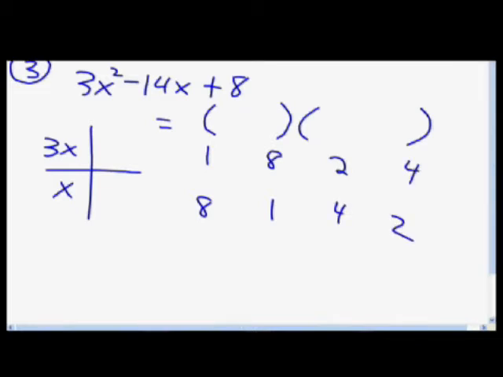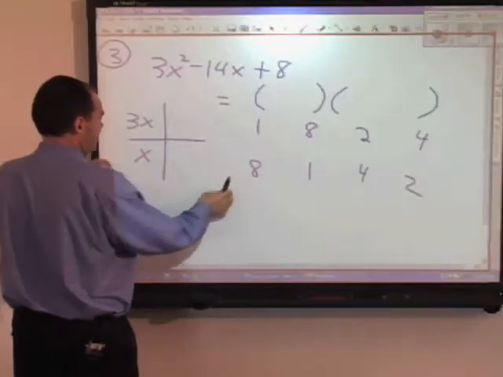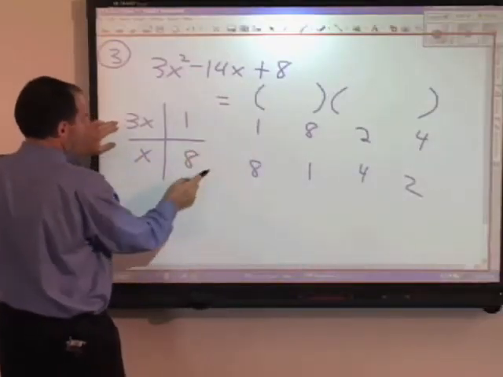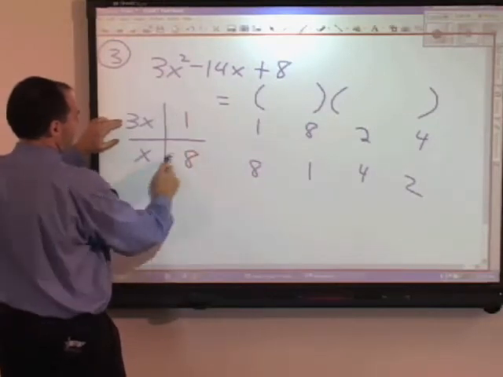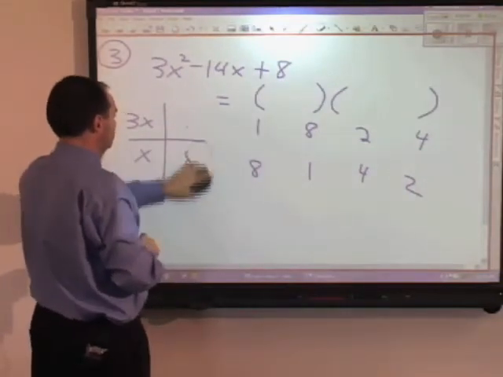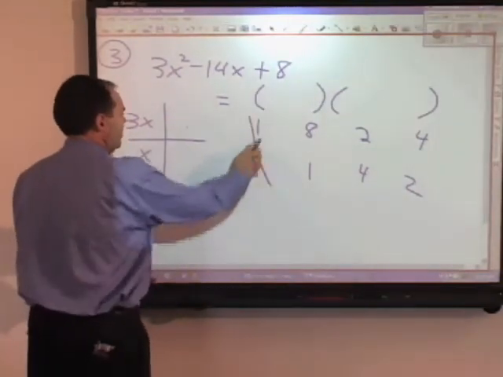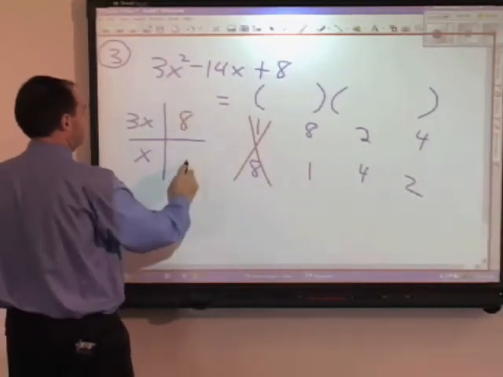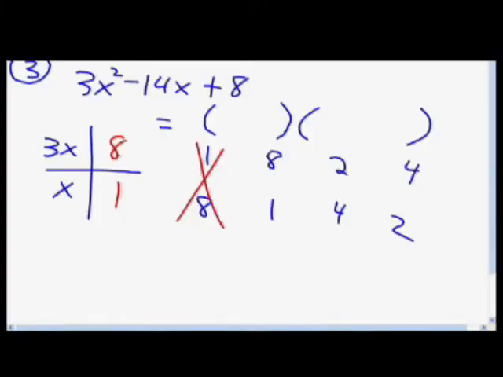We now need to test each of these options out. So let's try 1 and 8. Cross product is 24 and 1. That does not add or subtract to 14. That option does not work. Let's try 8 and 1. The cross product is 3 and 8, which does not add or subtract to 11. So that option is out. Let's try 2 and 4. The cross product is 12 and 2.